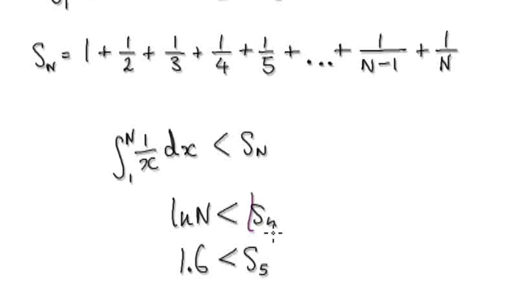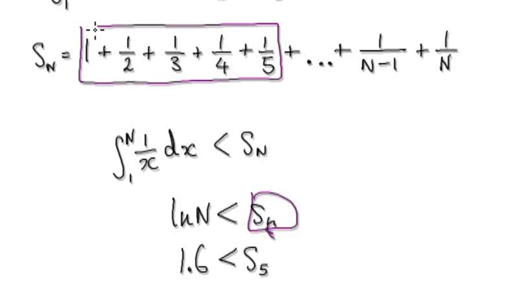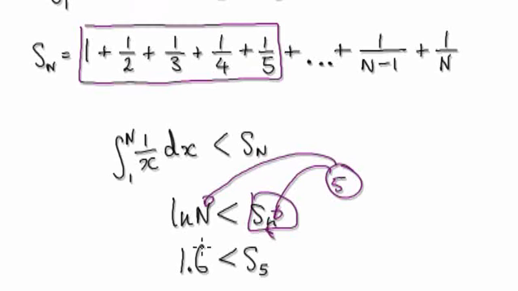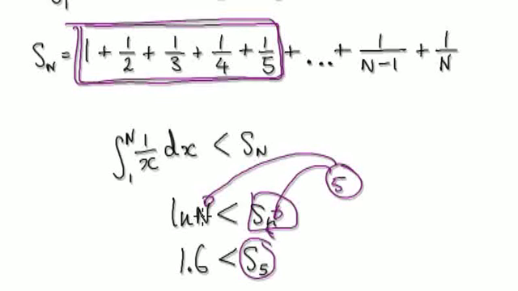Meaning, if you sum up the first n terms, so let's say you sum up the first 5 terms, then put the 5 into this n here. So if you sum up the first 5 terms, it will be greater than the natural log of 5, which is 1.6.